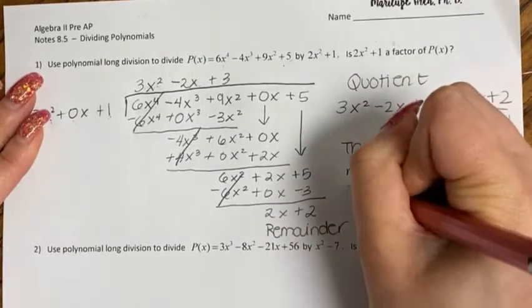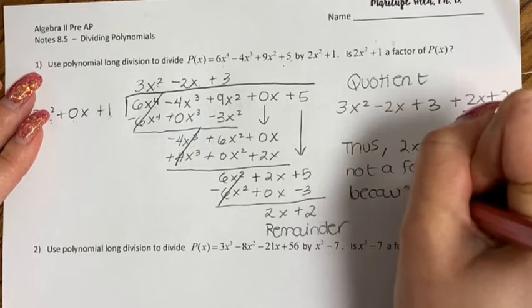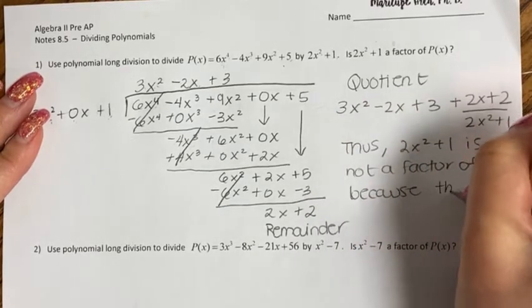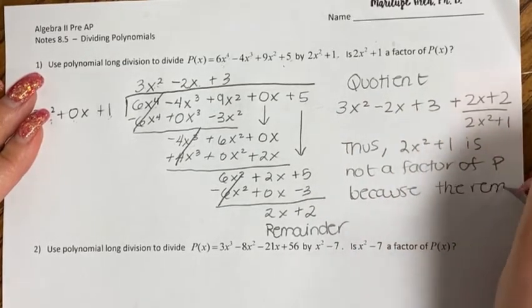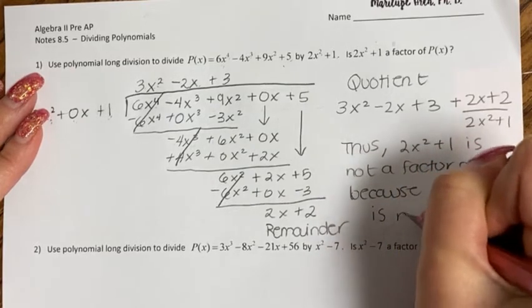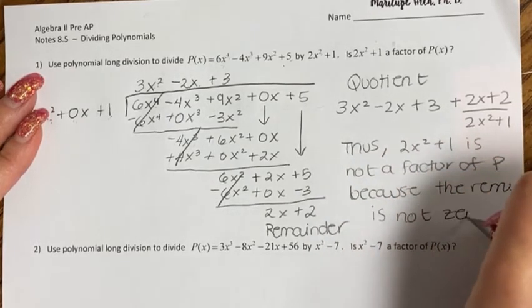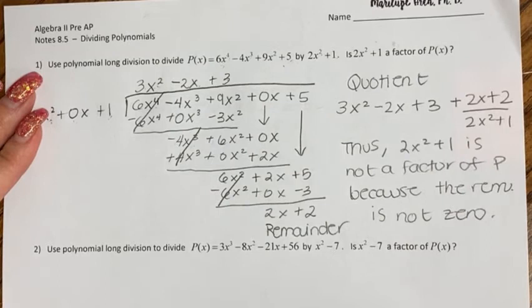Specifically because the remainder is not 0, or it's different than 0. So that's the main thing that you have for this problem.